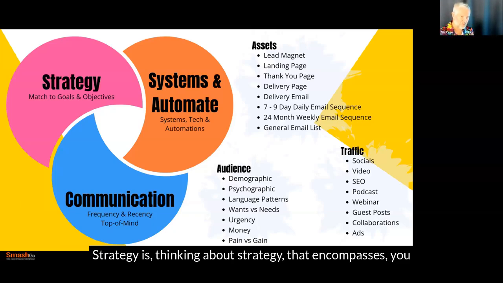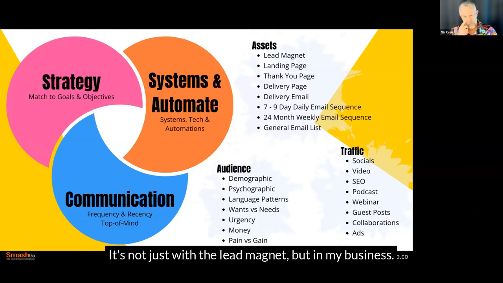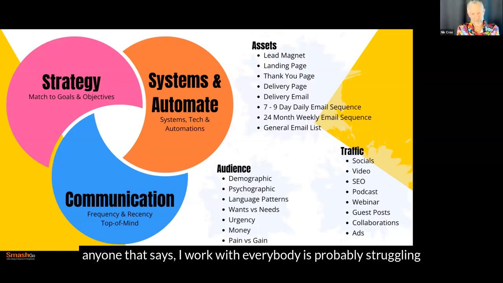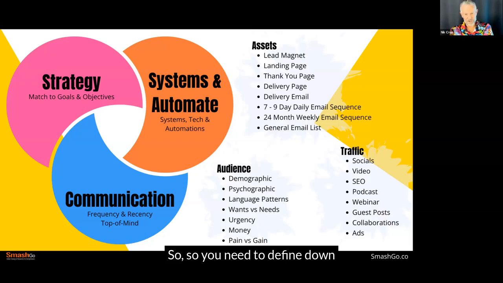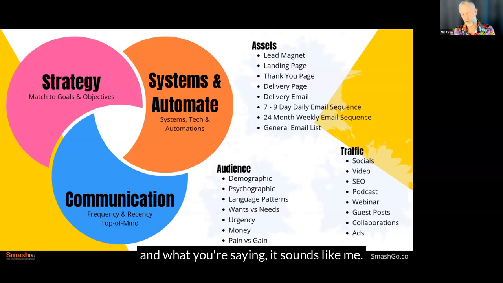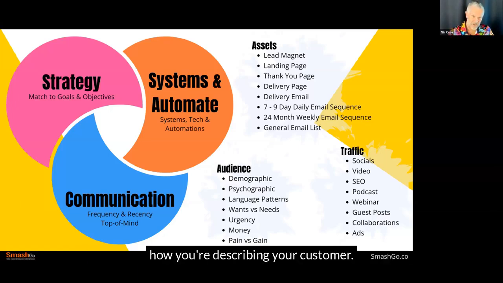Strategy is thinking about what it is that I really want to achieve in my business. It's not just with the lead magnet, but in my business. Who are the sorts of clients that I'm dealing with? Anyone that says "I work with everybody" is probably struggling and possibly working with nobody. So you need to define down something that people can grasp onto. It's not that you can't help everyone. It's just that you need to give people a sense of, I understand what you do, and what you're saying sounds like me. If you can get them to say those words, then that's how you're describing your customer.